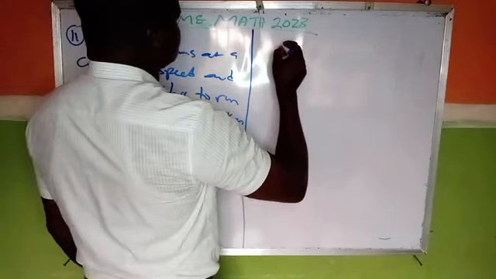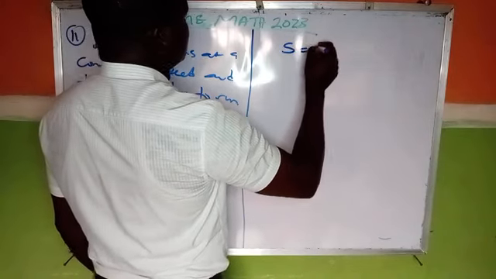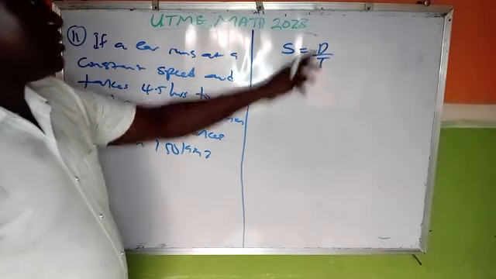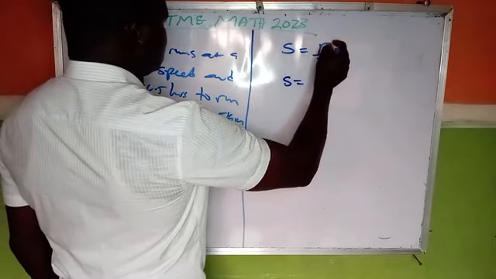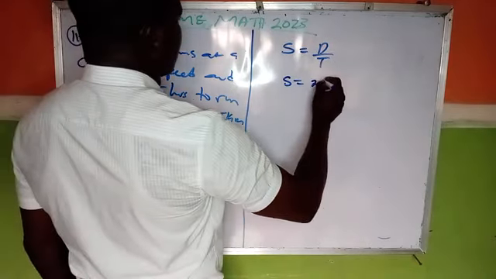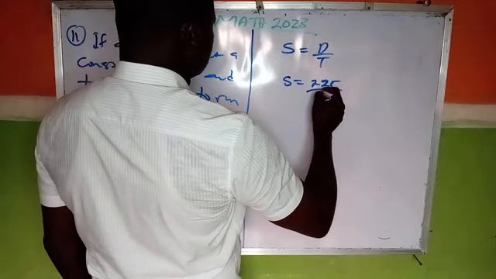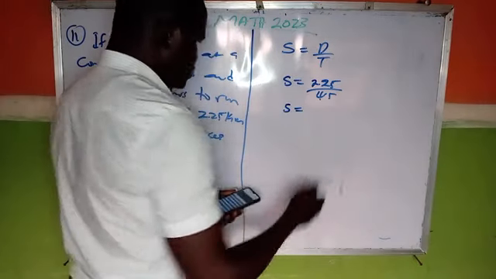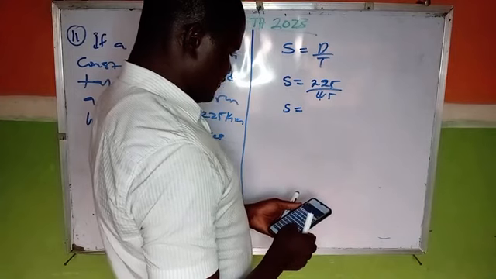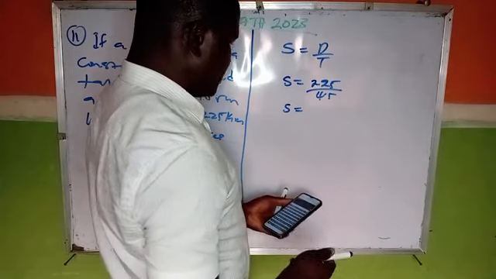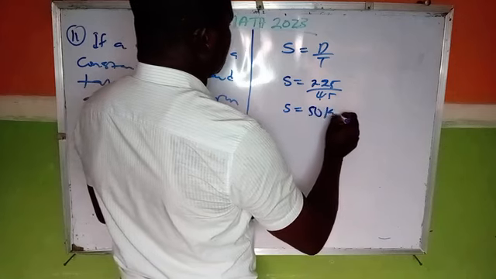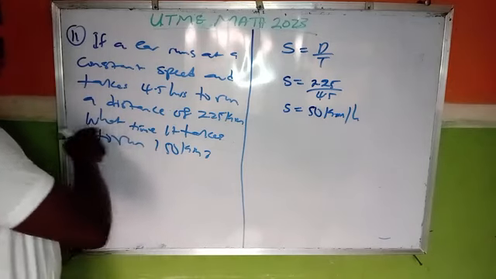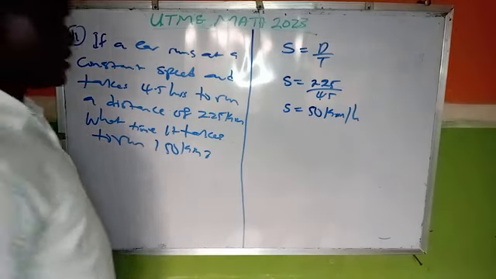So what you have is, you know that speed is equal to distance over time. So here, the speed is the total distance, which is 225 kilometers, divided by 4.5. So the speed will be 225 divided by 4.5. That's 50 kilometers per hour. Then see what time it takes to run 150 kilometers.